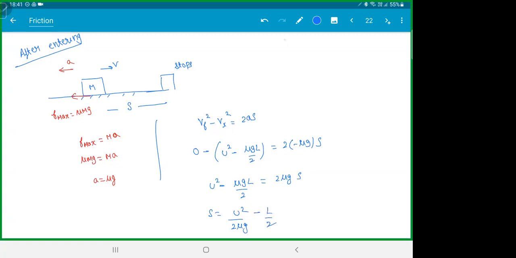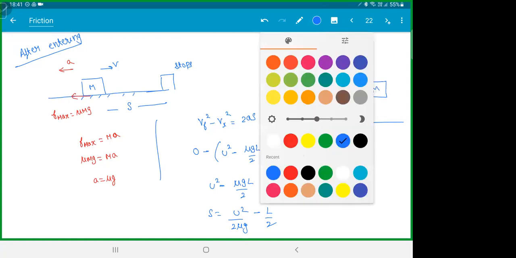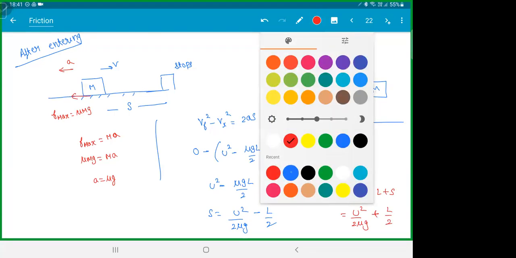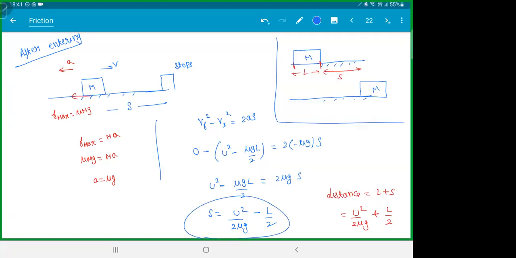But this is not the answer. So finally, how much did the block travel? Initially, block is here. Finally, block has traveled here. So the total distance traveled is s plus L, which is u square by 2 mu g plus L by 2. So you have traveled a distance L on the smooth surface and this much on the rough surface. Please check the steps.